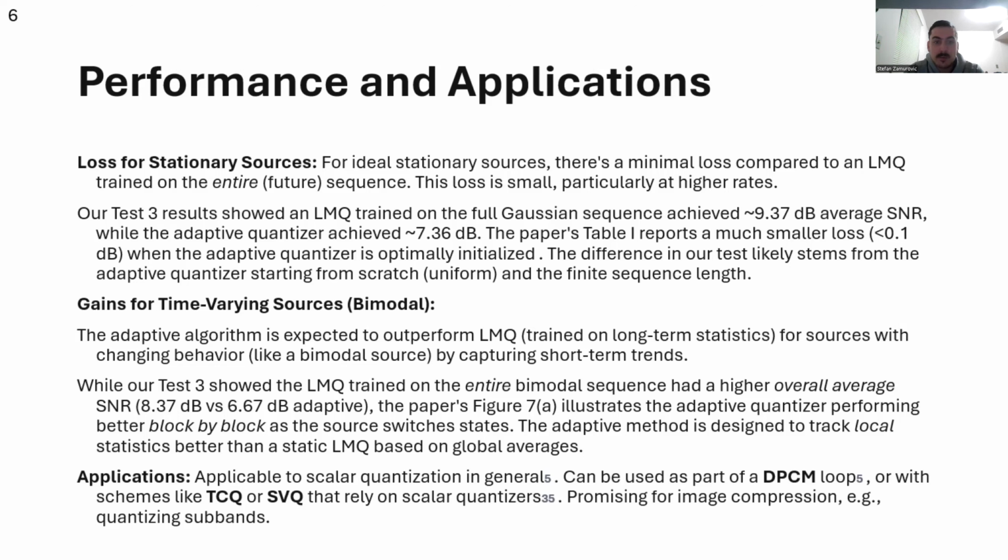This method is applicable to scalar quantization in general. It can be used within a DPCM loop or with advanced schemes like trellis-coded quantization or scalar-vector quantization that build upon scalar quantizers. It shows promise for applications such as image compression, for instance, in quantizing subband coefficients.